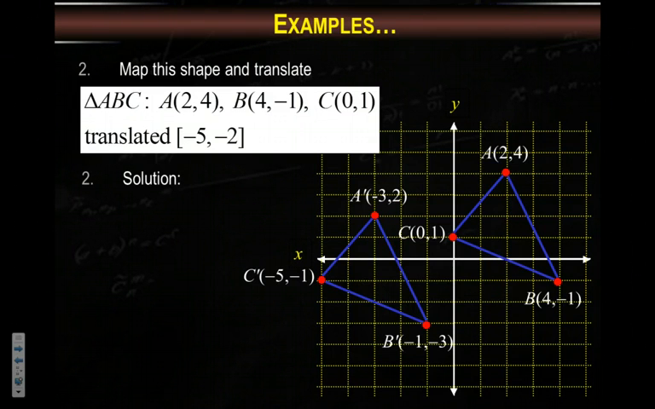So there's the original triangle, and there's A prime, B prime, C prime. Okay? Just translate it.